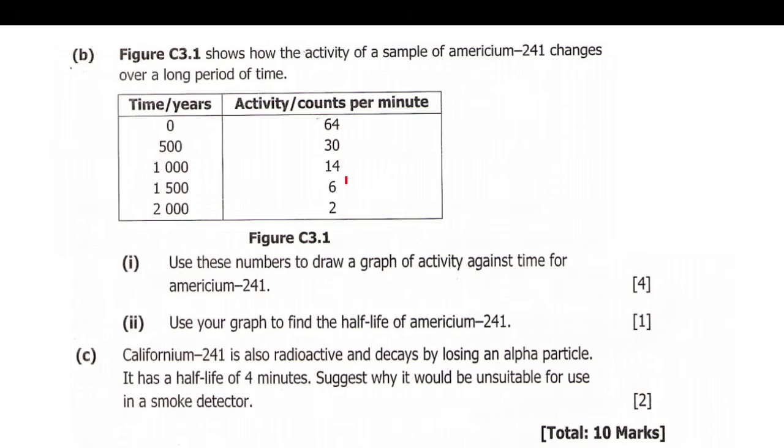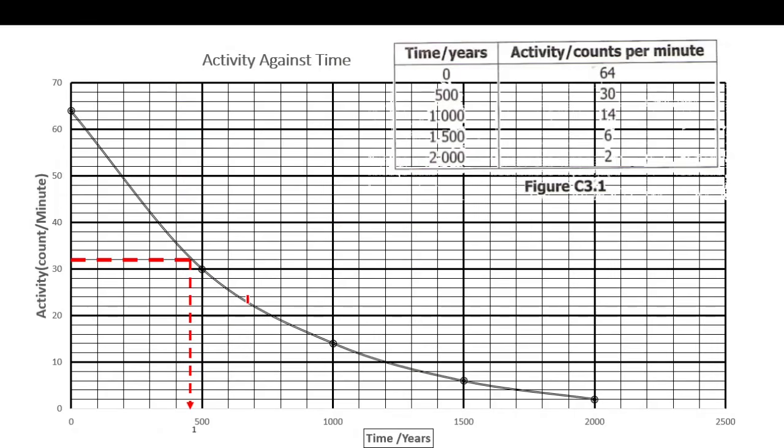After 1000 years, it was 14. After 1500, it was 6. After 2000, it was 2. So the activity was decreasing. It was breaking until maybe it changes completely into other atoms. Then here they're saying B1, use these numbers to draw a graph of activity against the time for americium 241. So 4 marks. So we need to draw a graph.